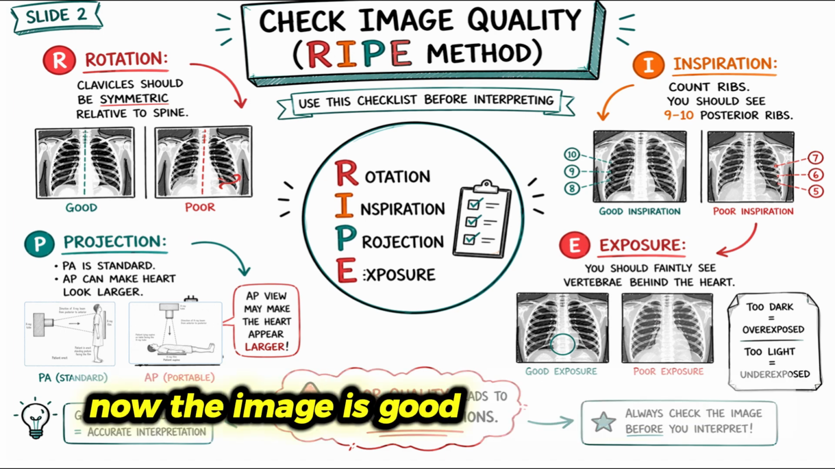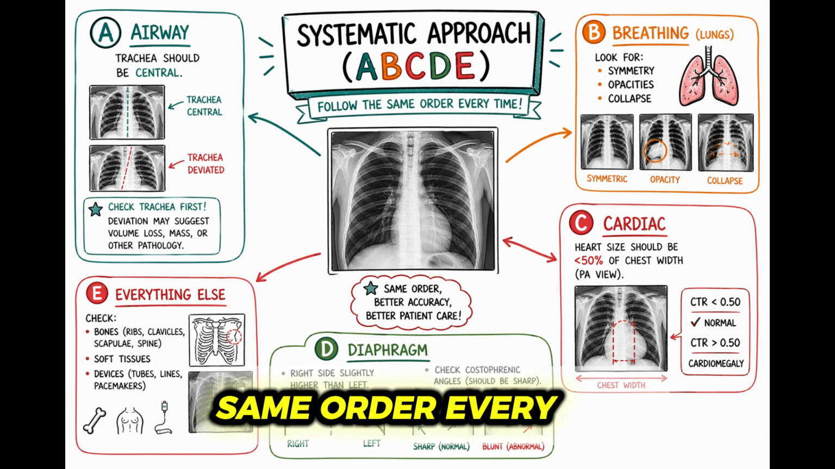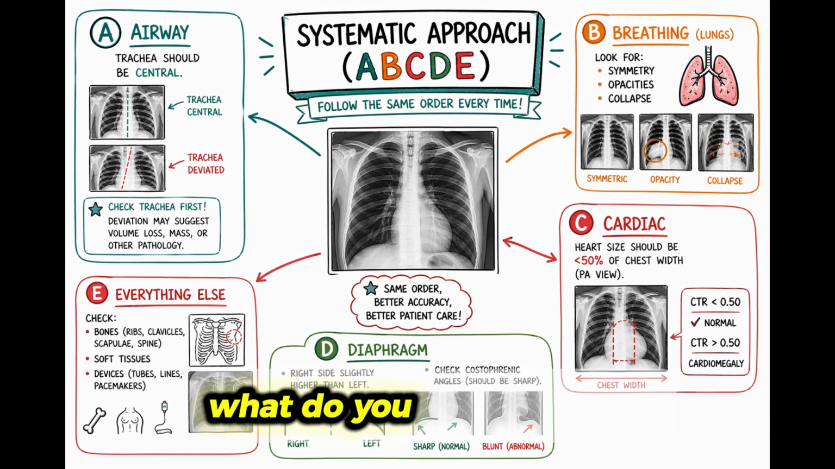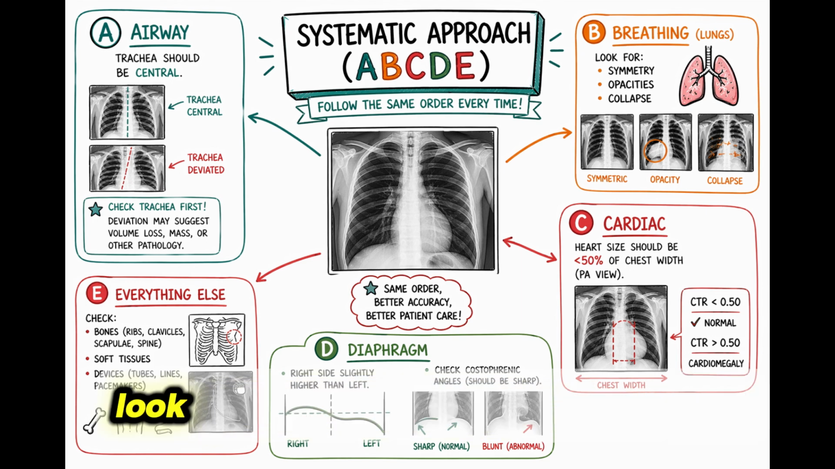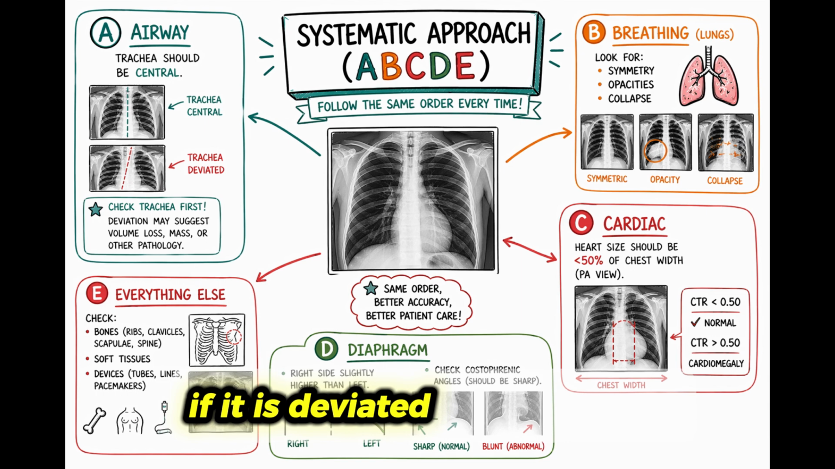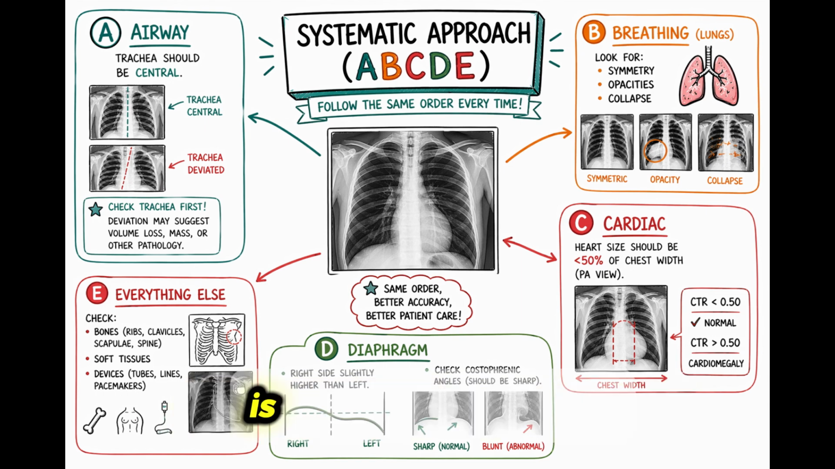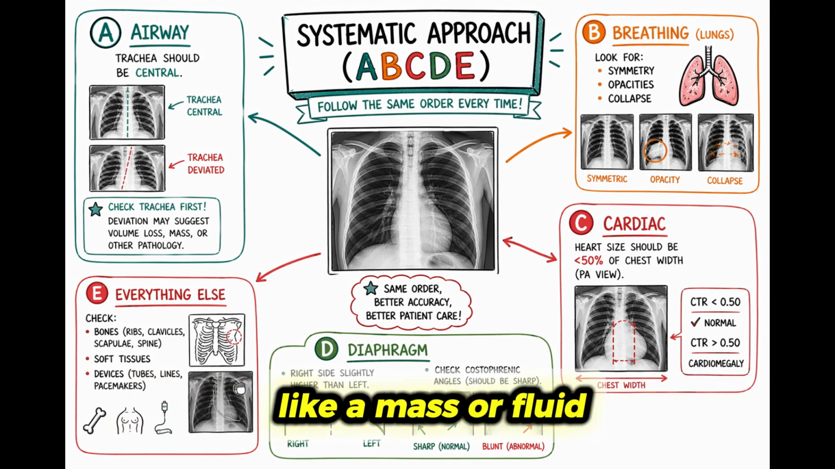Now the image is good. How do you read it? Use ABCDE. Same order every time. What do you check under A? You check airways under A. Look at the trachea. It should be central. If it is deviated, think carefully. Is something pulling it, like collapse, or something pushing it, like a mass or fluid?